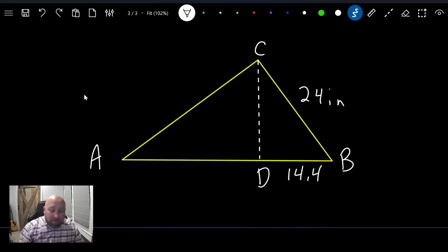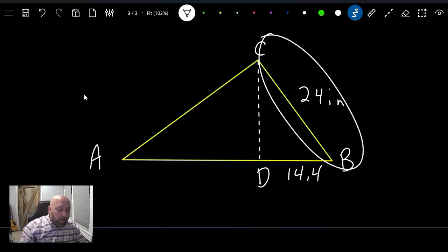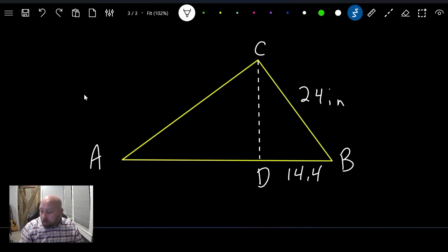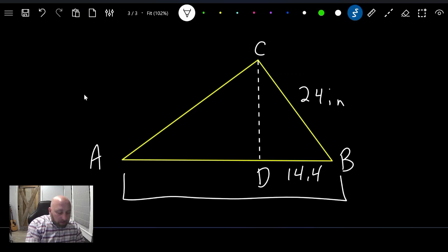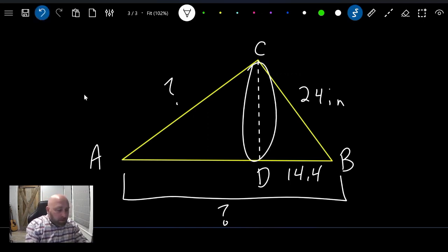So we have BC. This BC right here is 24 inches. We have BD, this little section right here, is 14.4 inches. And it wants us to find AB. That's this big one right here. So that's a question mark. That's what we need to find. And then it also wants us to find AC. This one right here is a question mark. And then it wants us to find DC, this altitude right here.